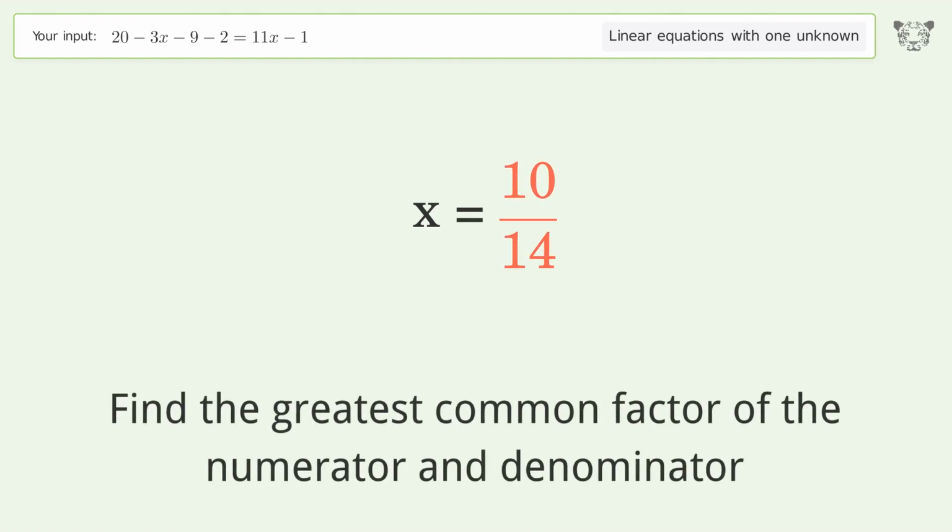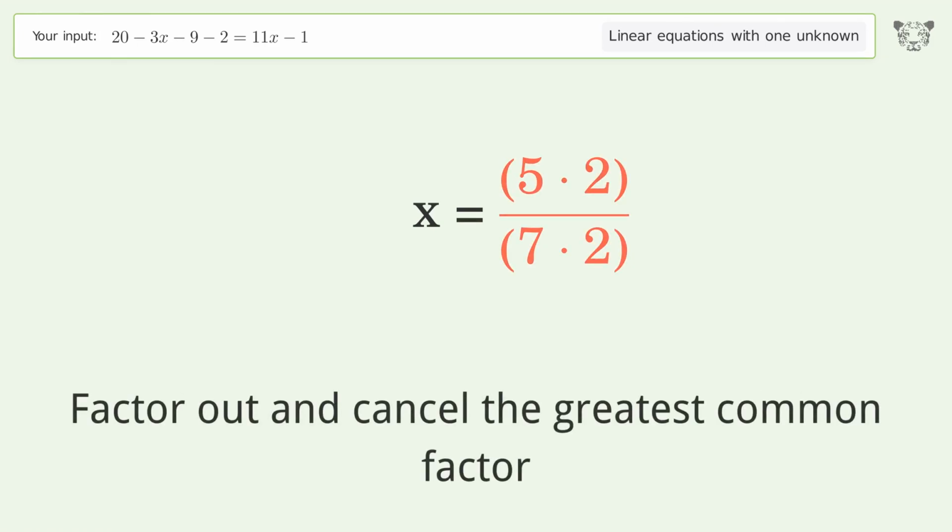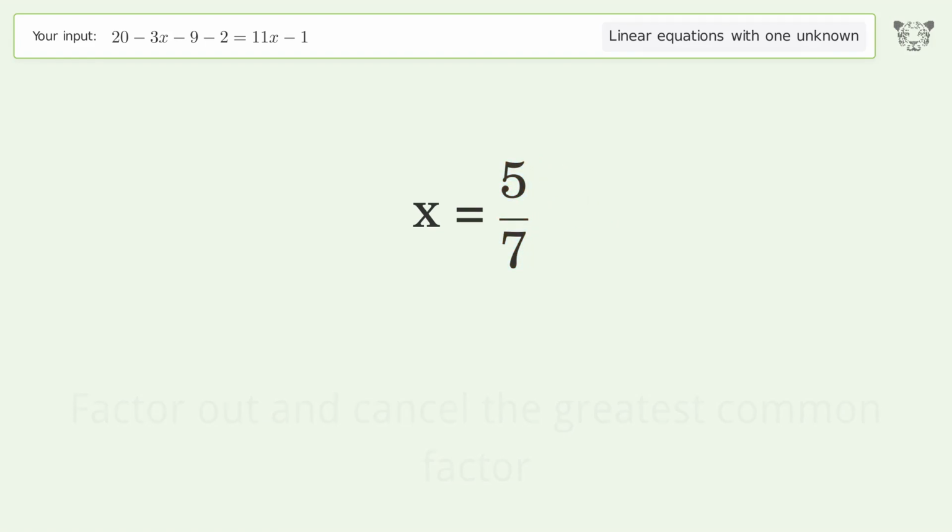Find the greatest common factor of the numerator and denominator. Factor out and cancel the greatest common factor. And so the final result is x equals 5/7.